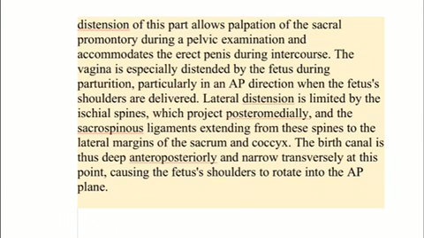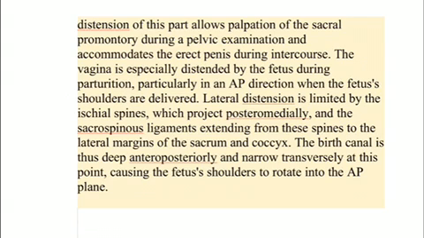The vagina is especially distended by the fetus during parturition, that's childbirth. The distension is in the anterior-posterior direction, particularly when the fetal shoulders are delivered. You also have lateral distension.